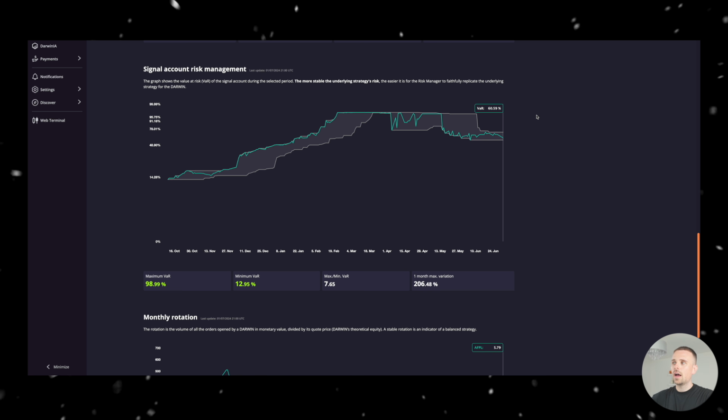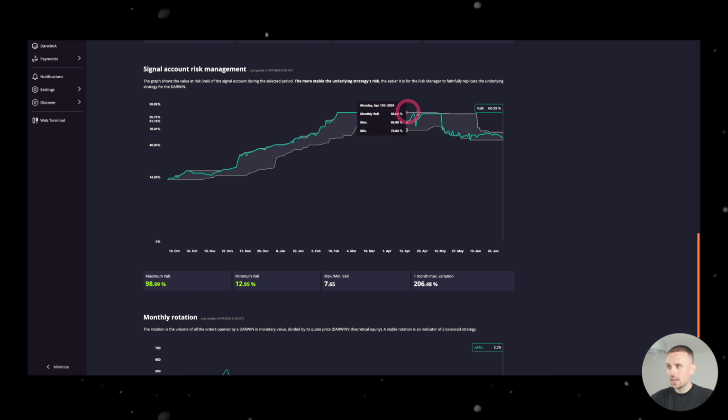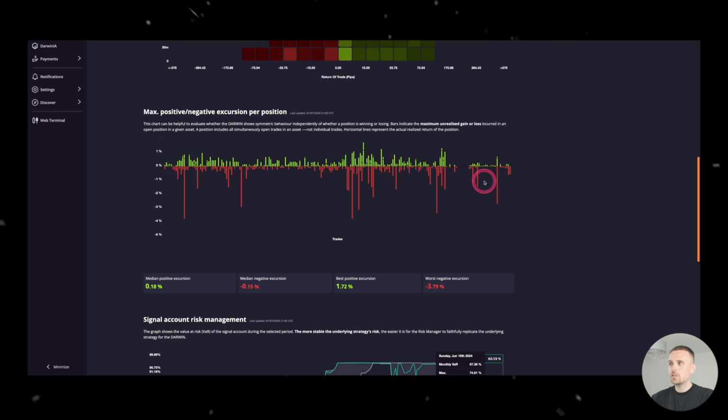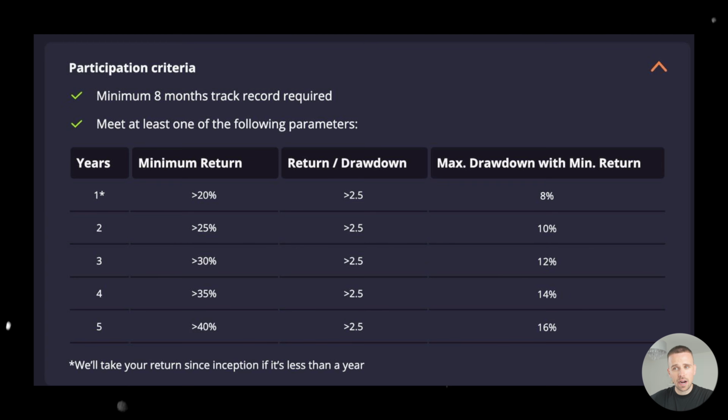However, with a VAR of 98% at peak and now 60%, this person has managed to get onto Darwinex Gold, which is what every trader should be focusing on getting towards. You need a minimum of an 8-month track record, and you must meet one of the following, and essentially need to have a return to drawdown ratio of 2.5 based on your max drawdown. So for example here, 1-year record, minimum return 20%, max drawdown would be around 8%.